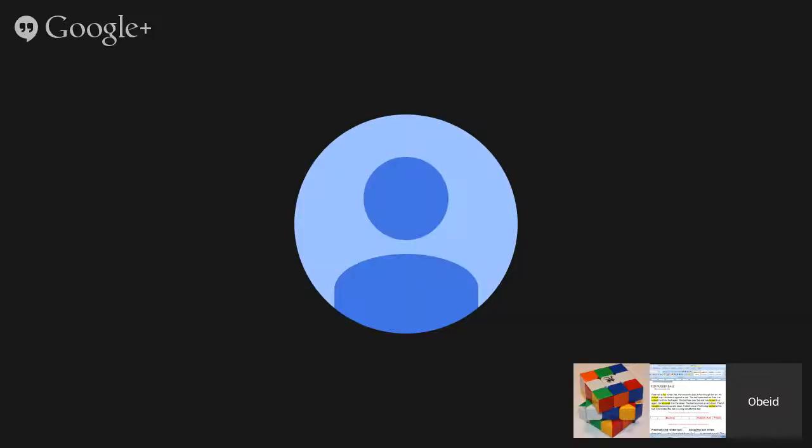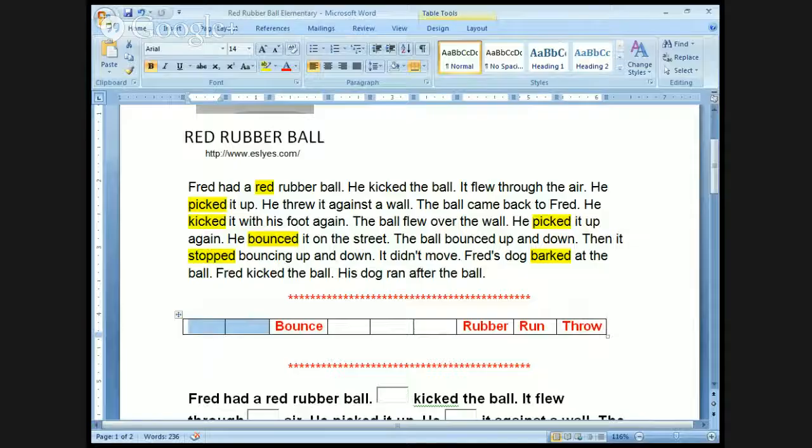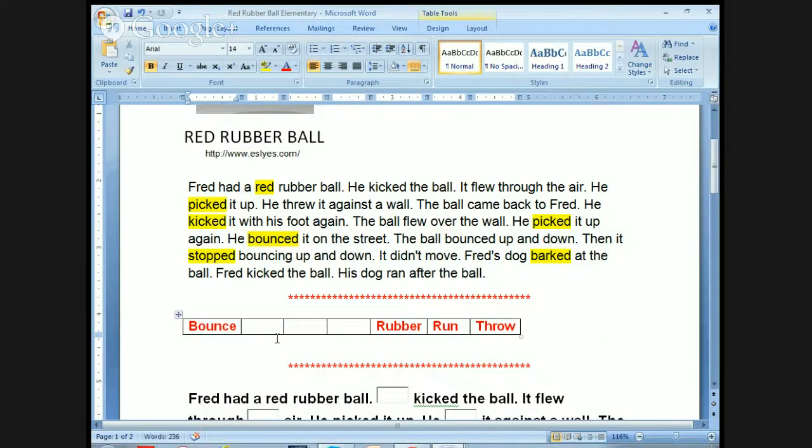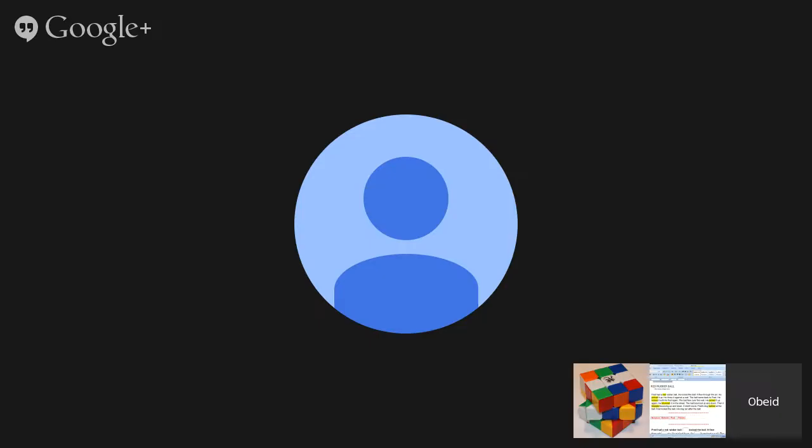Rubber. I don't know the meaning of rubber. Like a rubber tire? Like a rubber tire on a car? Okay. Continue. Run. I'm running. I'm running. I'm running on the street. I learn through the internet.